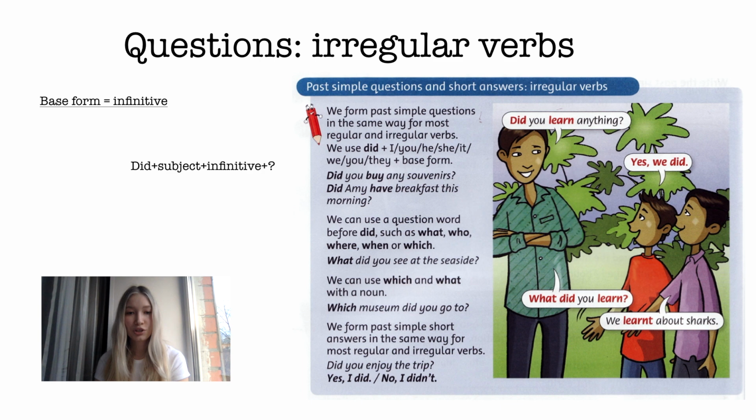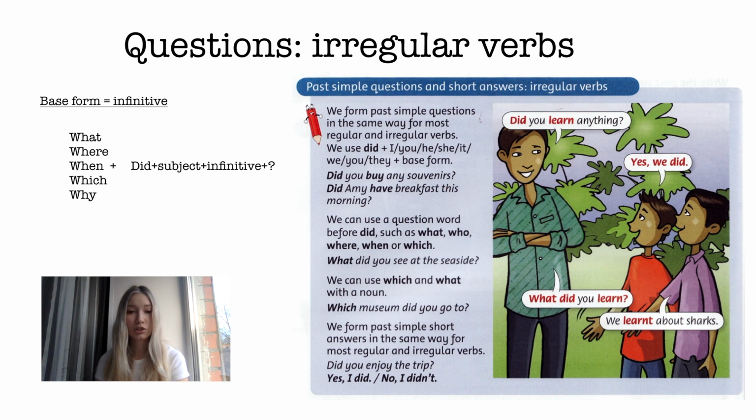We can use a question word before did, such as what, who, where, when, or which, and why, for example. What did you see at the seaside? Да, что ты видел на побережье? Обратите внимание, что такие вопросительные слова, как кто, что, где, когда, почему, они у нас ставятся перед вспомогательным глаголом did. Они всегда будут стоять в начале.